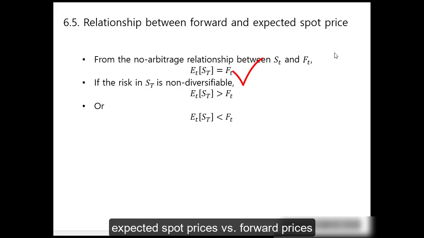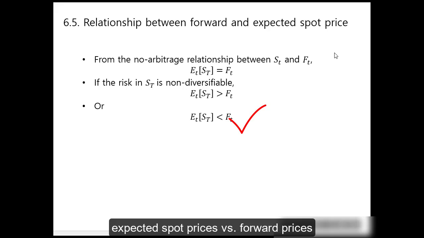However, if risk is involved, we have one of these two situations. So this is the more conventional situation again. When the underlying asset is something like stock or bonds, then the current forward price is less than the expected spot price in the future. If the risk is in the opposite direction, then we may have the situation where the current forward price is higher than the expected spot price in the future.